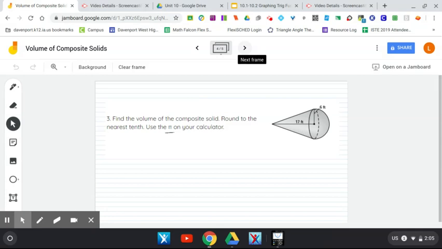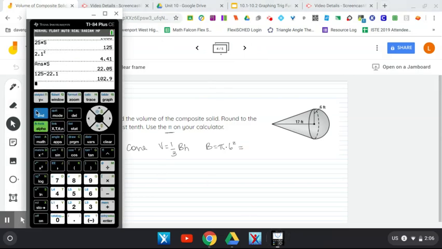So the volume of a cone is found by taking 1/3 the area of the base times the height, and the base is pi r squared, while the radius of the cone is 6. So let's take pi times 6 squared. And then we're going to take that answer from our calculator and multiply it by the height, which is 17.